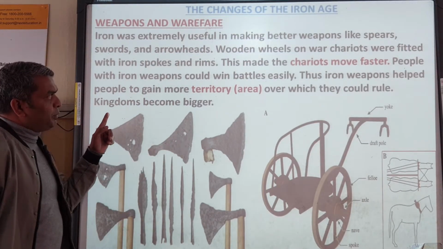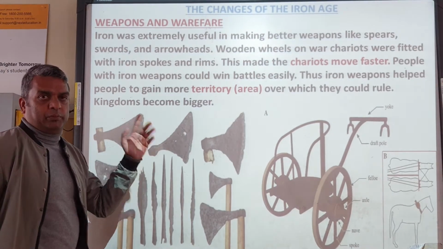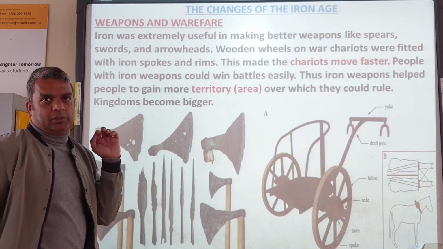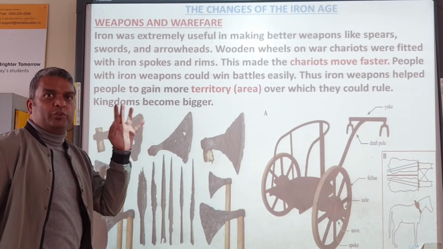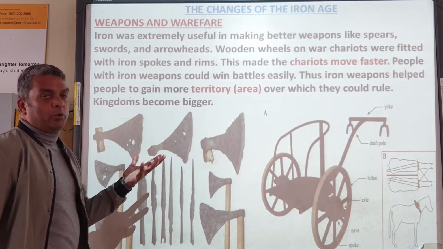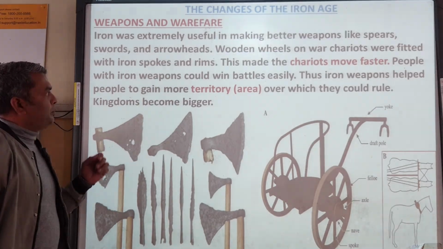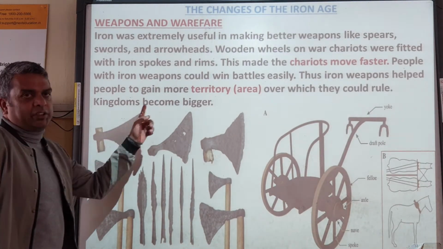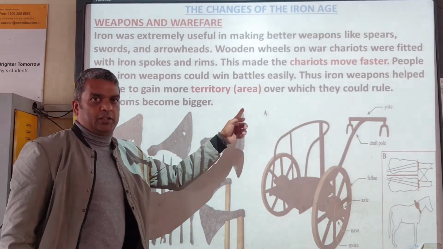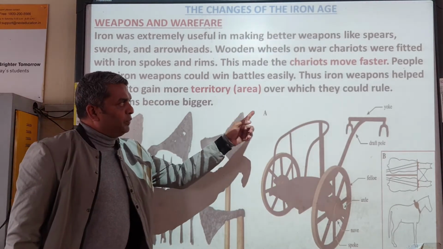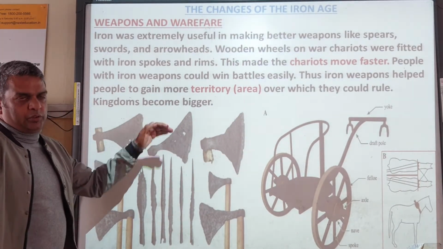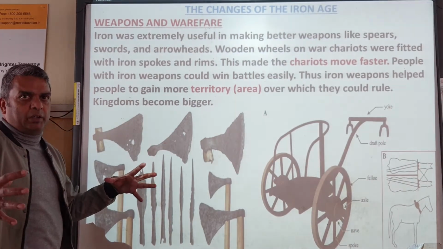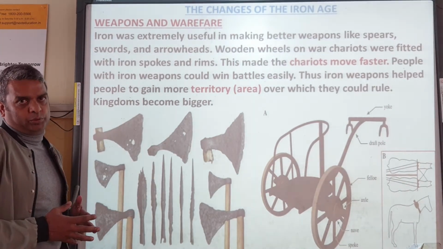People with iron weapons could win battles easily. They were using stone and wood. Now they started using iron. So people who used iron in the beginning, they won more battles. Thus iron weapons helped people to gain more territory. Territory means area. Okay? Over which they could rule. Kingdoms became bigger. So from a small kingdom, it became bigger because they had better tools, better weapons.